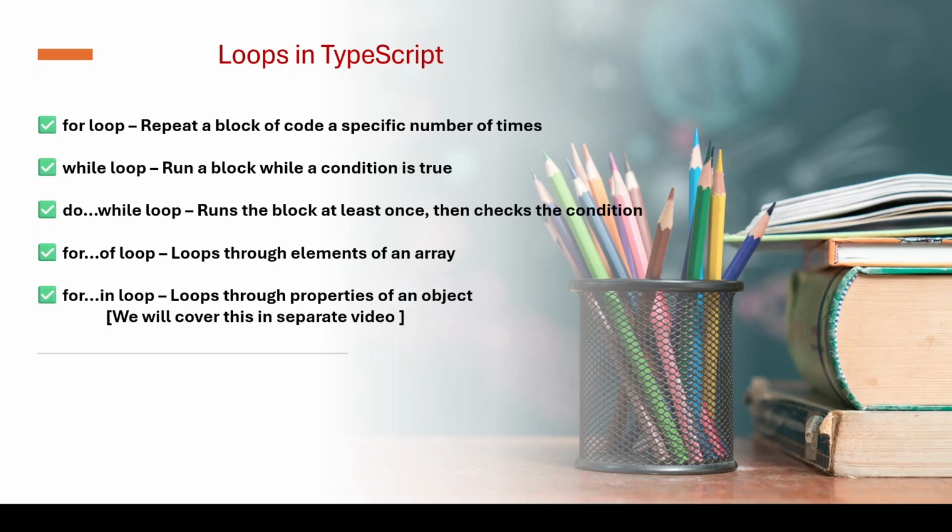Do while loop is also the same thing, but the difference between while and do while comes into the picture when we are actually checking the condition. In do while we are executing the code and then checking the condition, so that the code in the block will be executed at least once, even if the condition becomes false for the first time itself. And for of loop can be used with arrays, and we will discuss for in loop in a separate video. That's all. Let's meet in the next video.